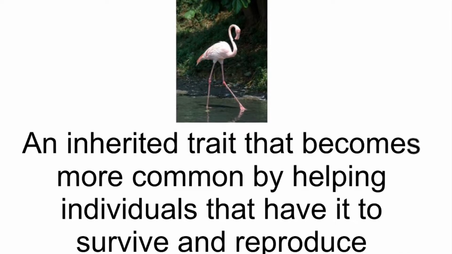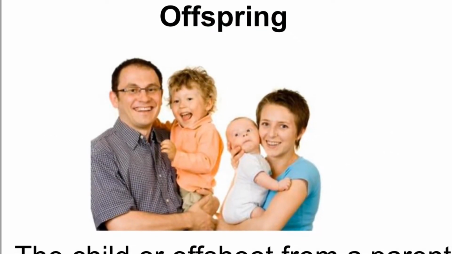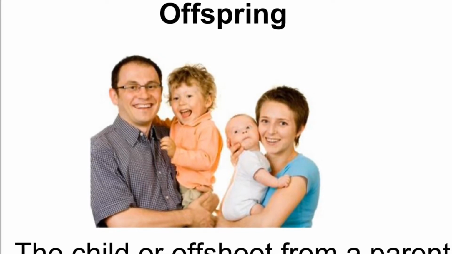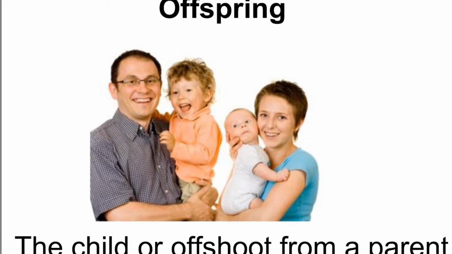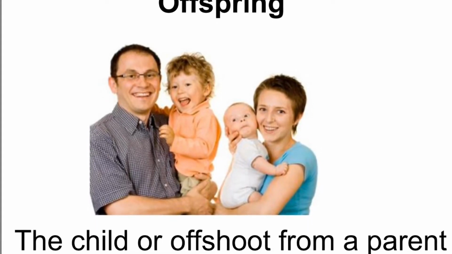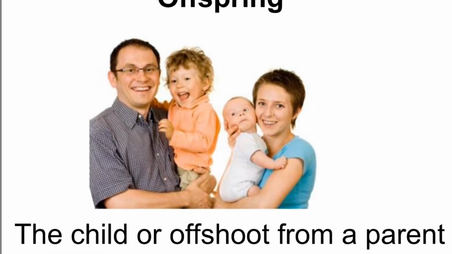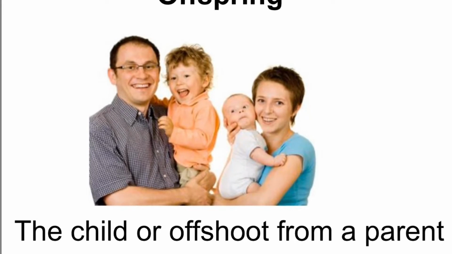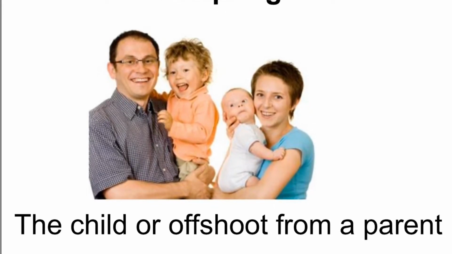Our next vocabulary word is offspring. Offspring is the child or offshoot from a parent. Or the kids, just like I said, a puppy, a chick, basically any baby is an offspring.